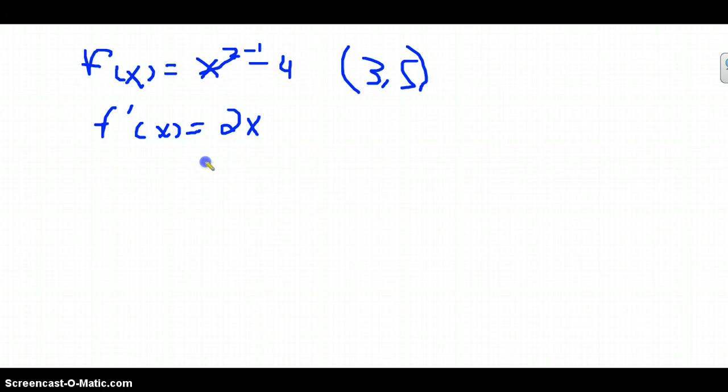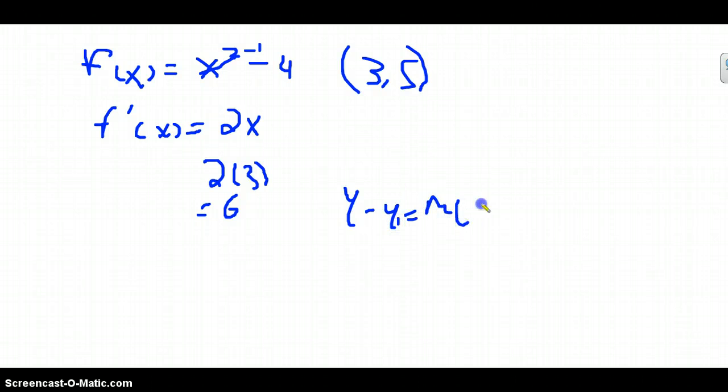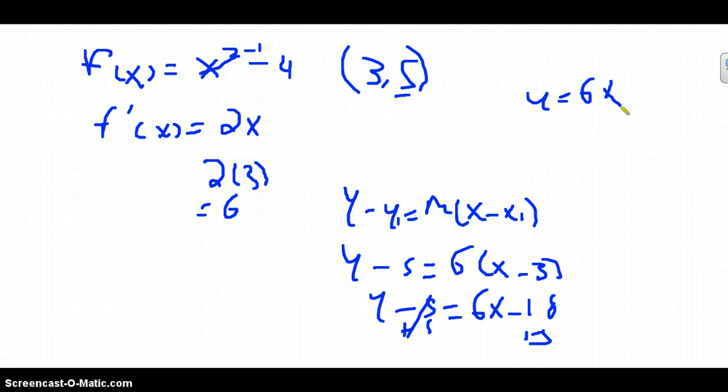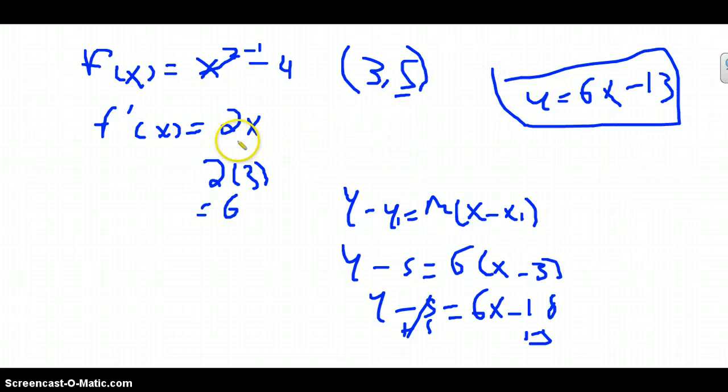So then, plug that in. 2 times 3 is equal to 6, which means our slope is 6. And I just plug it in: y minus y1 equals m times x minus x1, point slope. So that means y minus 5 is equal to 6 times x minus 3. y minus 5 equals 6x minus 18. And then plus 5 on both sides. And then we get y equals 6x minus 13 as the equation of the tangent line.